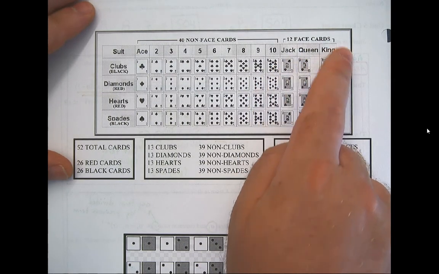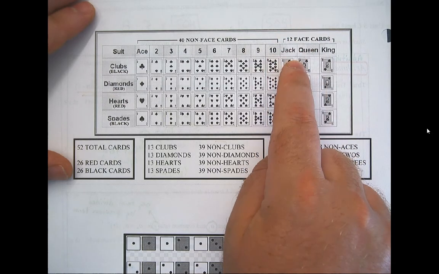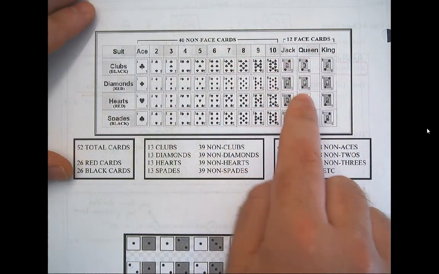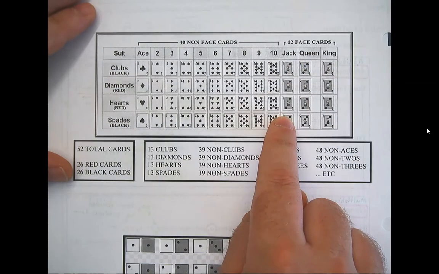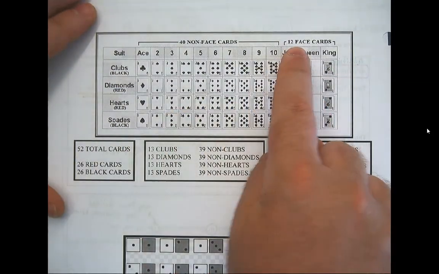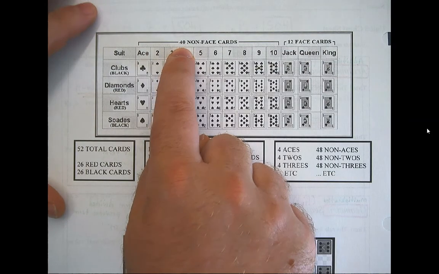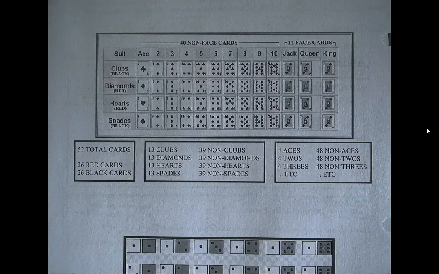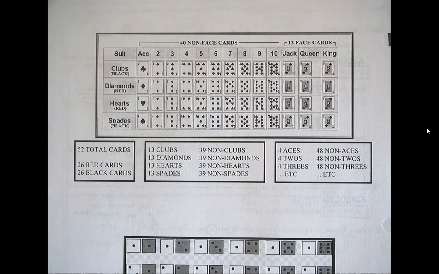A jack, a queen, and a king are called face cards. There are 12 face cards because there are 3 per suit and there are 4 suits. So 3 times 4 is 12. If you take 52, take away 12, that leaves you with 40 non-face cards. So we have face cards and we have non-face cards.